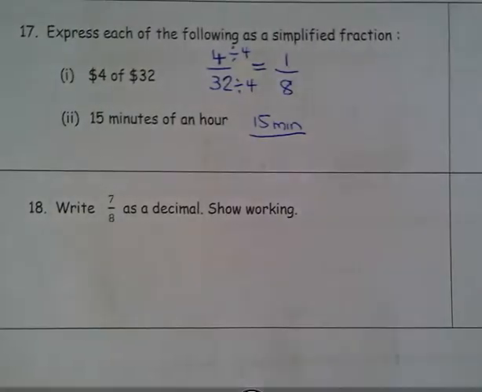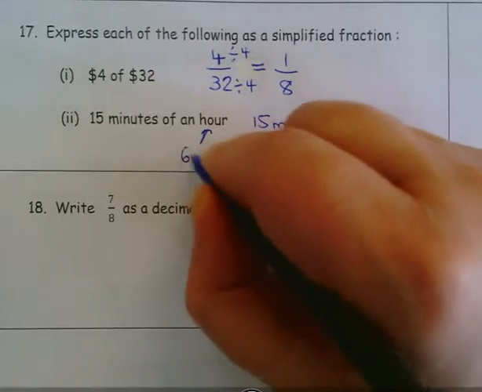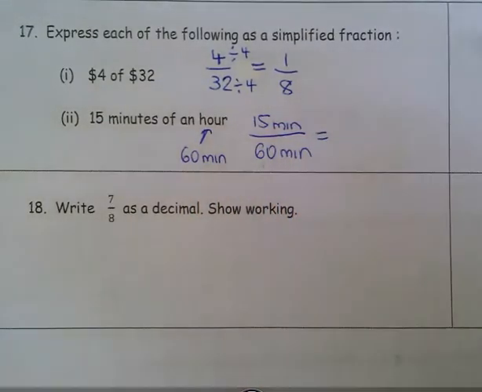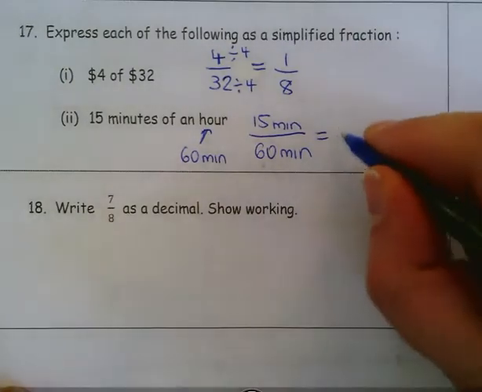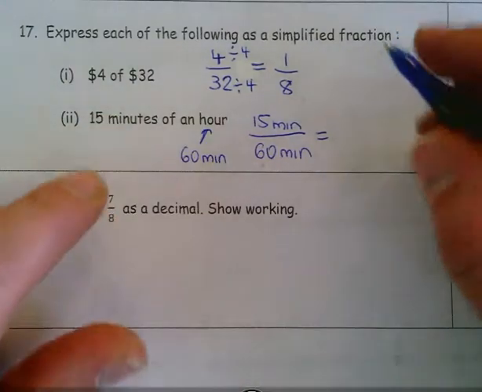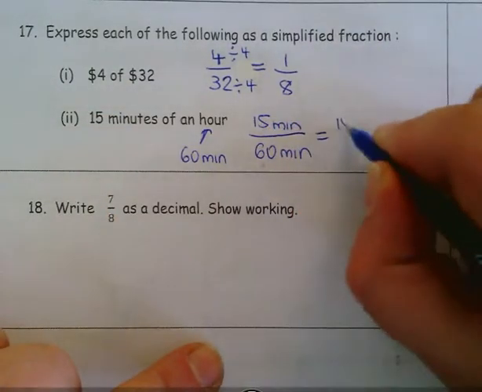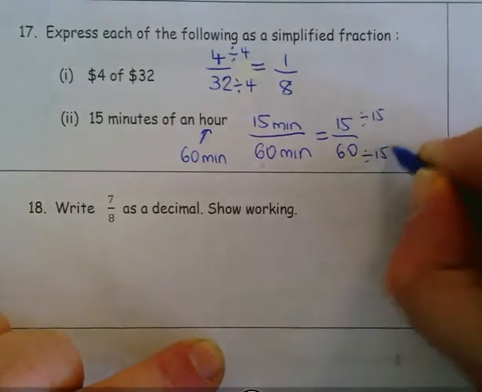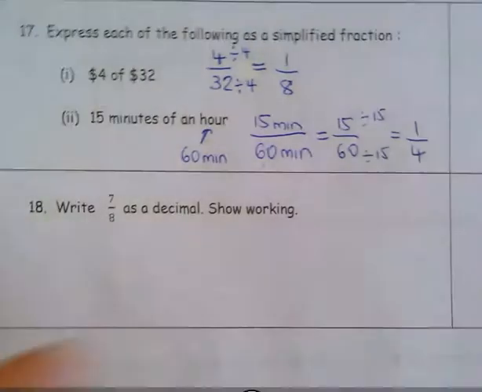And 15 minutes of an hour. This is 1/4. So 1 hour is 60 minutes. It's 15 minutes out of 60 minutes. The units are the same, so I can simplify the fraction. Girls, you should know 15 minutes of an hour is 1/4 of an hour, or what I'm doing here is dividing both of these by 15, which is 1/4.